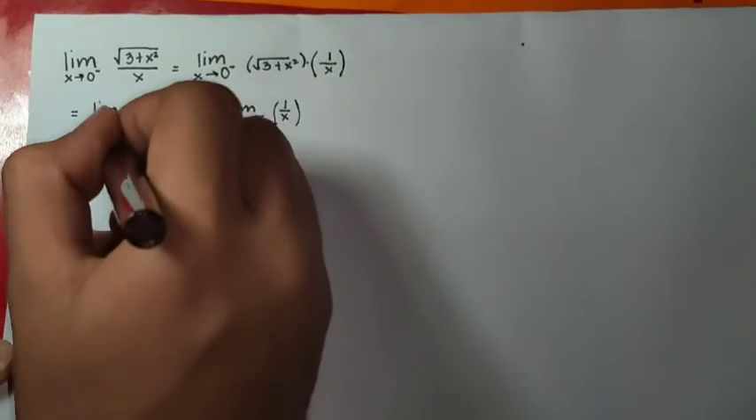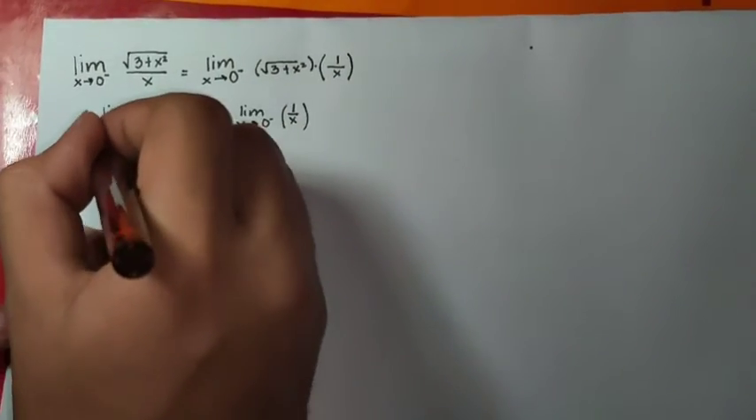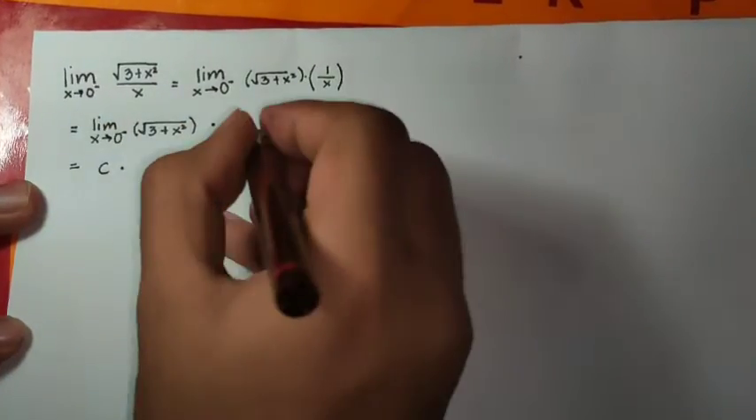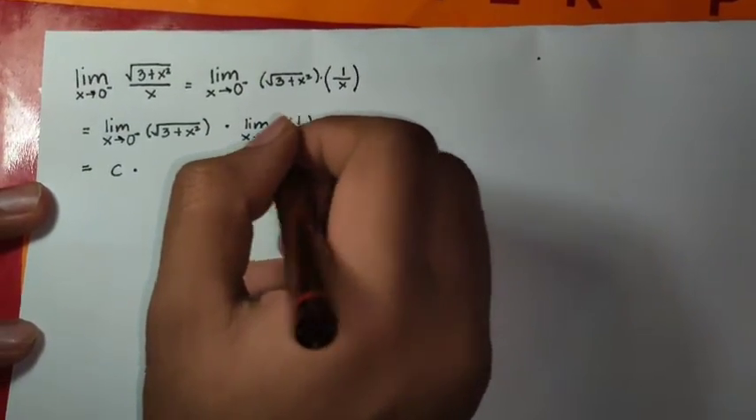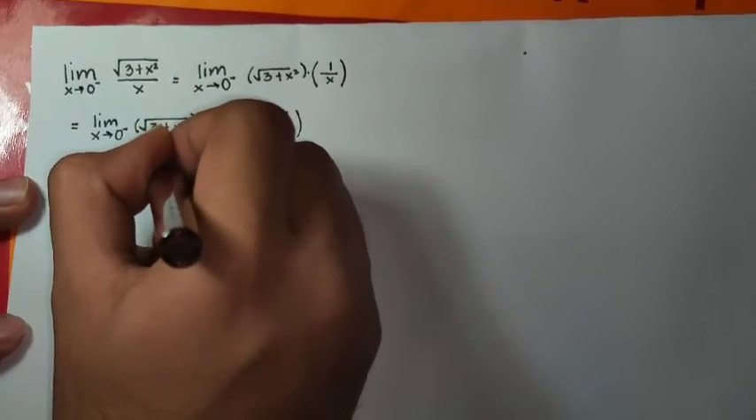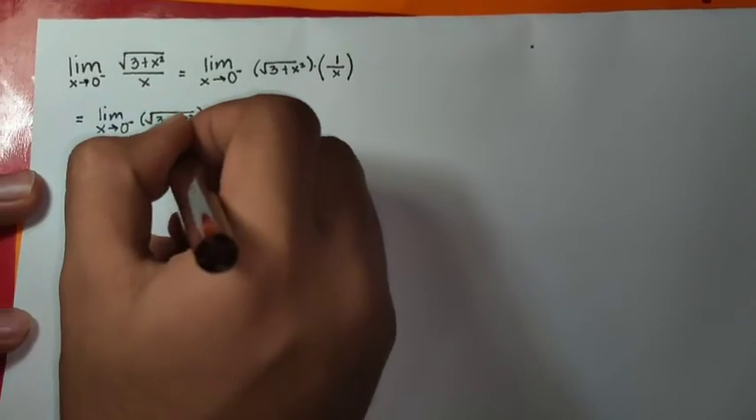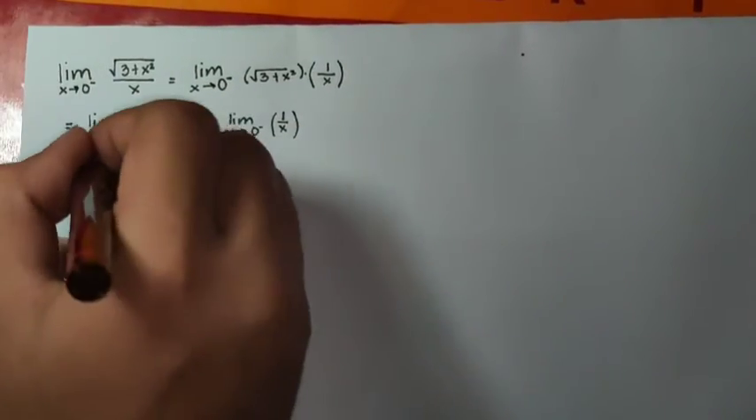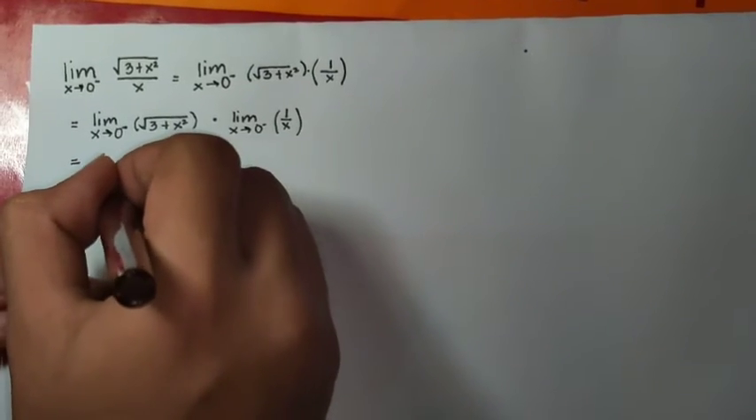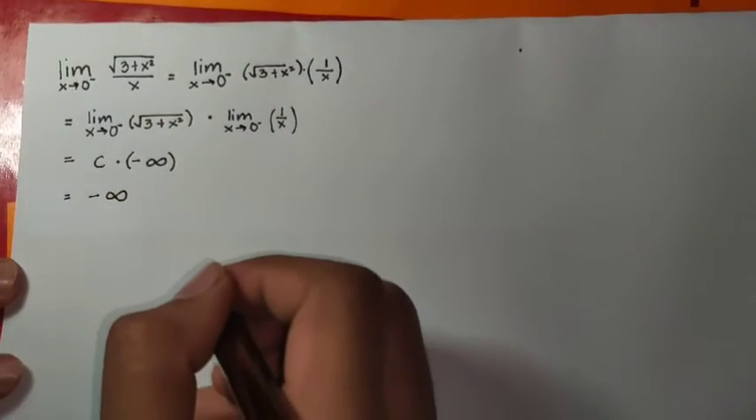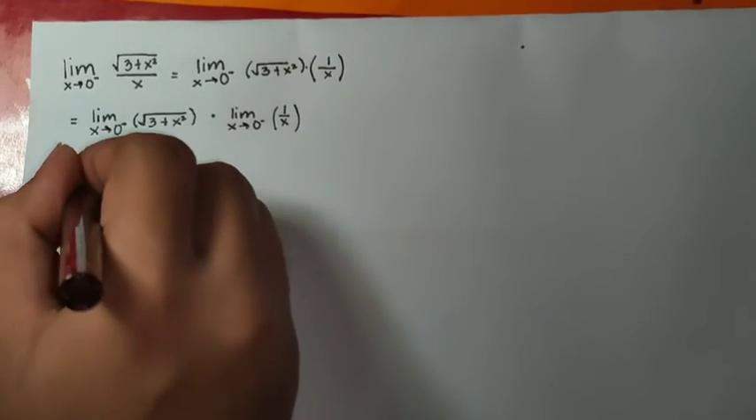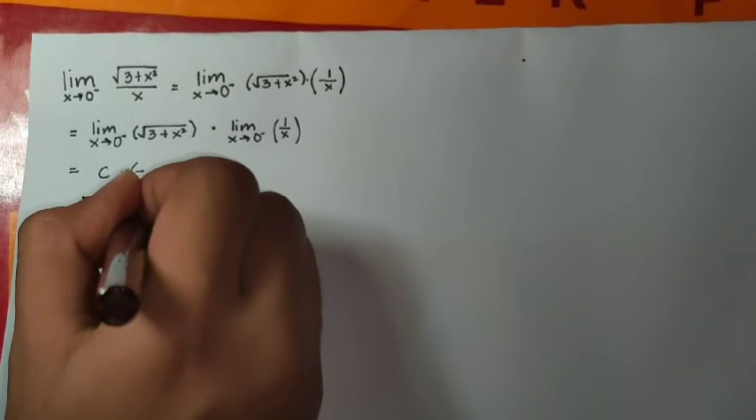Solving this, we would derive that the limit of the first function here is equal to square root of 3, or a constant number c. Then the limit of 1 over x as x approaches 0 from the left is negative infinity. Multiplying a constant number by negative infinity would result in negative infinity. Therefore, the limit is negative infinity.